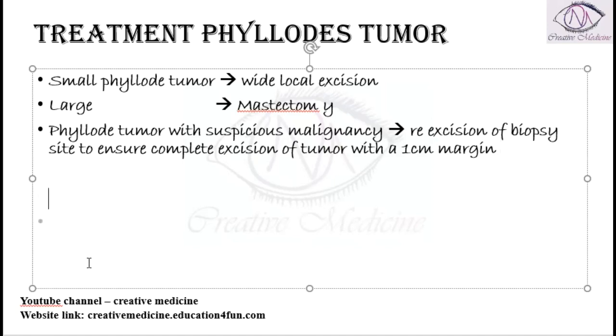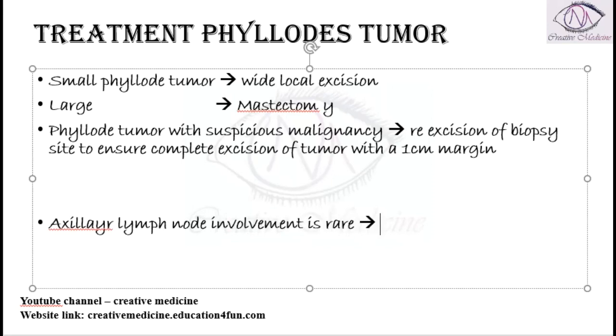In Phyllodes tumor, axillary lymph node dissection is rare, because axillary lymph node involvement is rare in the Phyllodes tumor. Because the involvement is rare, axillary lymph node dissection is not done. It is only recommended if lymph node involvement is diagnosed.